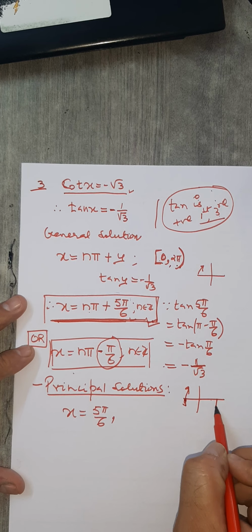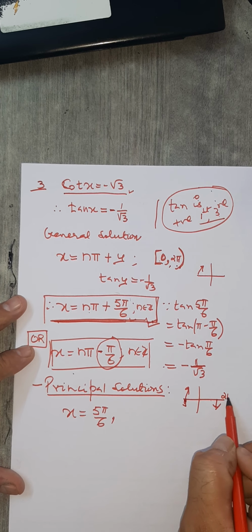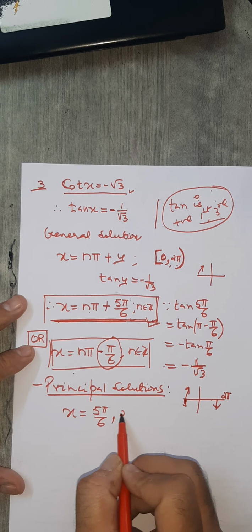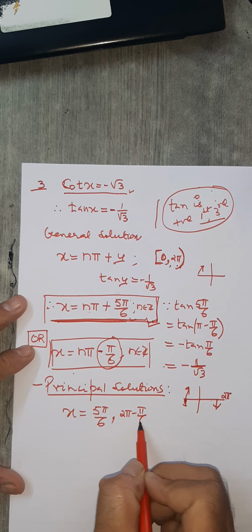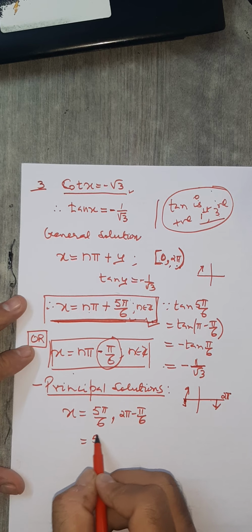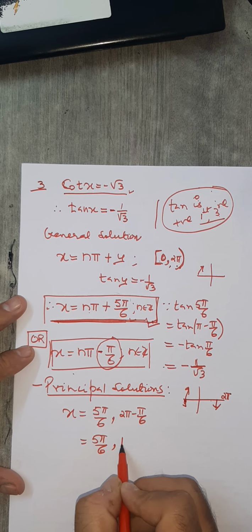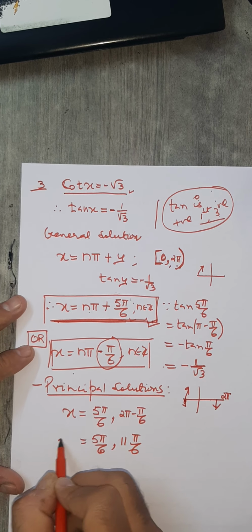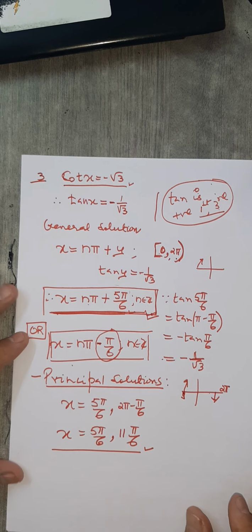Now I want the fourth quadrant. So here 2π is there, so I can write 2π minus π/6. So here 5π/6 as it is, and this is 11π/6. These are the two principal solutions.